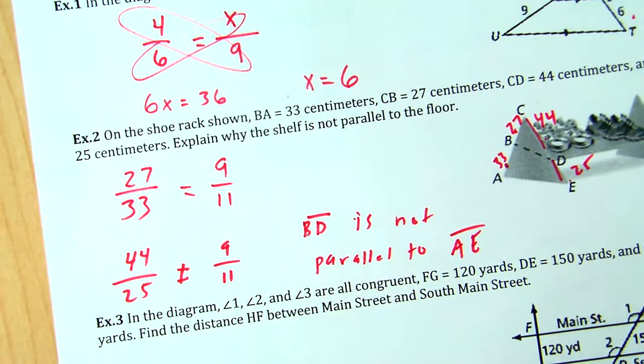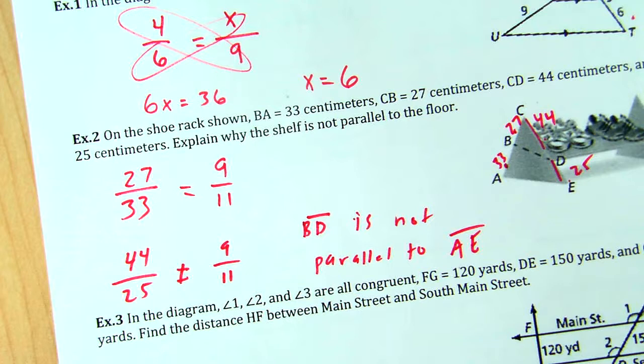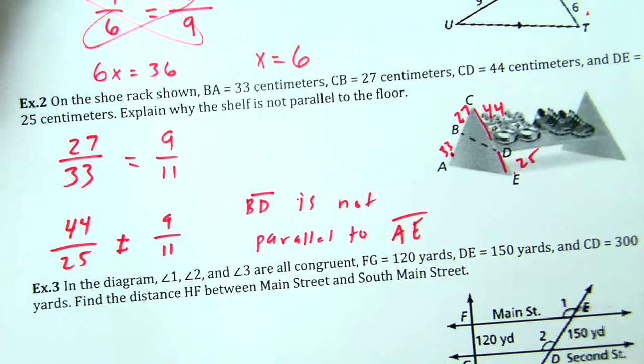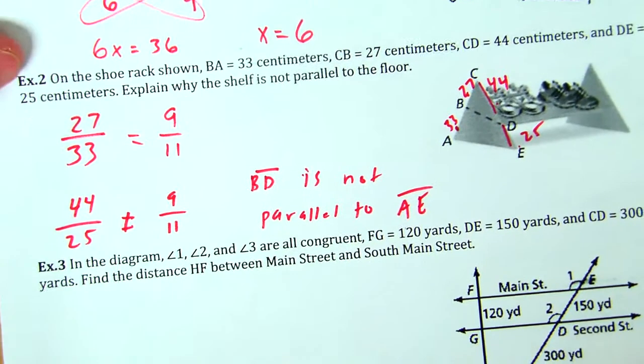And so the shelf would not be parallel to the floor, is how you can also interpret that. And if the shelf wasn't parallel to the floor, your shoes, I don't know, maybe they won't stay as well. But maybe it's some crazy IKEA furniture that if I assembled it, it would not be parallel, but it would hopefully still work. Okay?